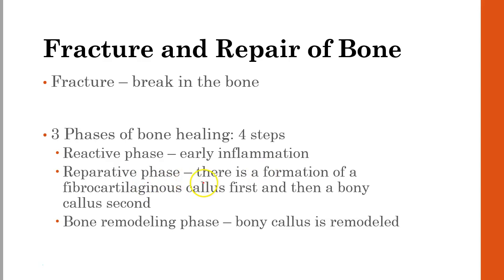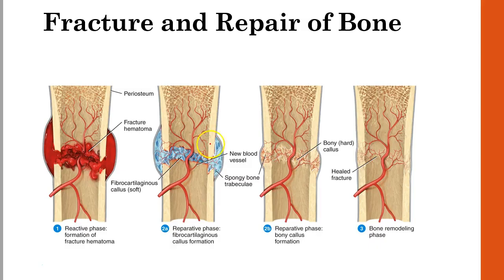Reparative phase, wow, I can't speak. Formation of a fibrocartilaginous callus. And then this will become a bony callus. So those fibroblasts will lay down fibrocartilage, and that will help kind of glue the bone together and create the area as to which bone will start to replace cartilage. So endochondral ossification is taking place again.